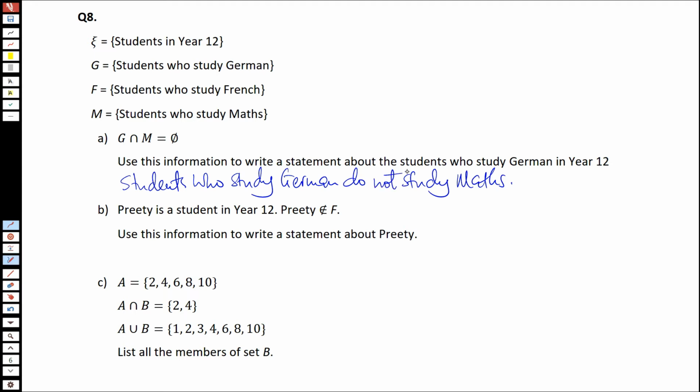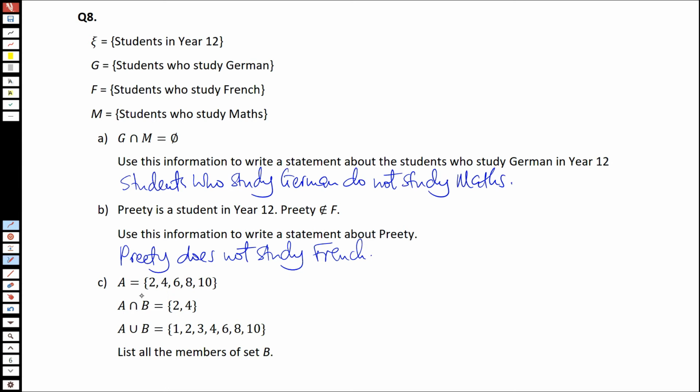Okay, so Pretty is a student in year 12. Pretty is not a member of F, which means Pretty does not study French. Use this information to write a statement. So you can just say that's easy one. Pretty does not study French.